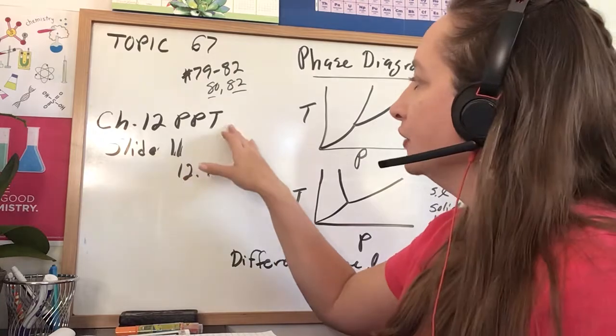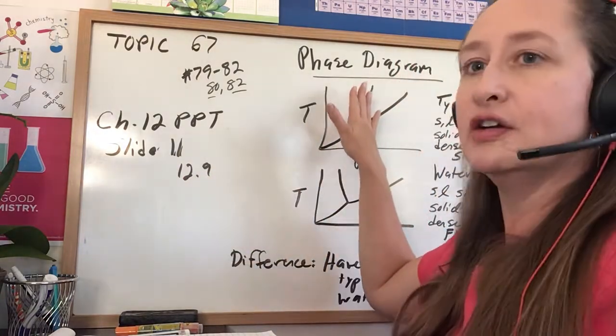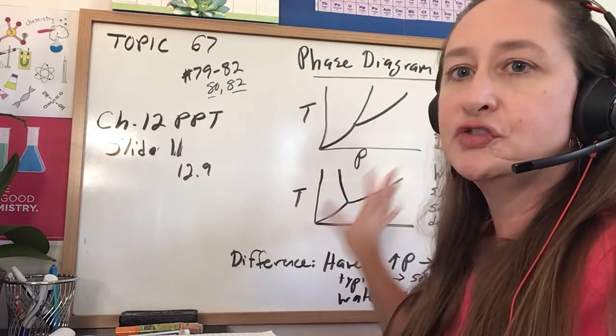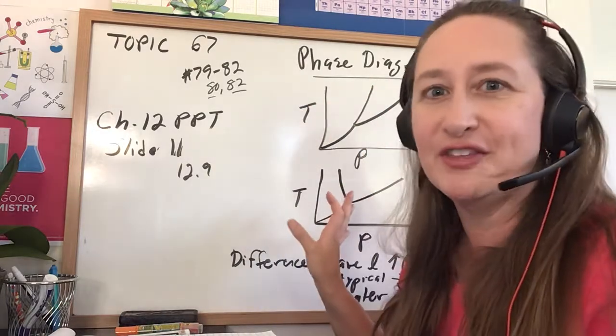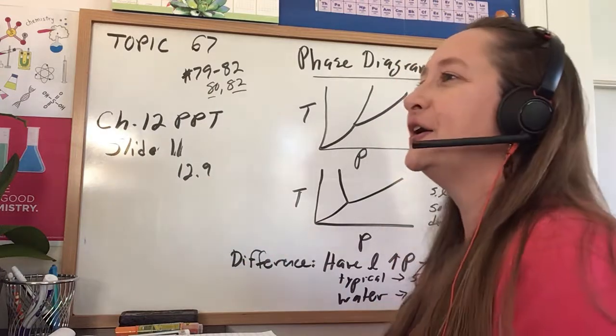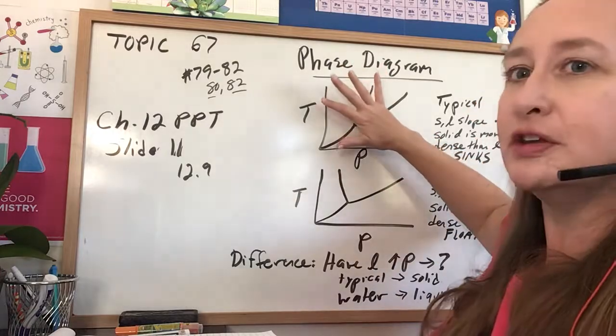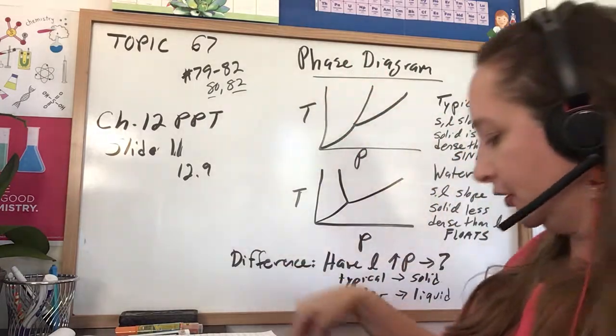Chapter 12 slide 11 has a great picture of the phase diagram of a typical substance versus water. This is going to be my sad little drawings. If you can pull that up and look at that, that would be fantastic. So what is going on here is I'm showing you a phase diagram of something that's typical.